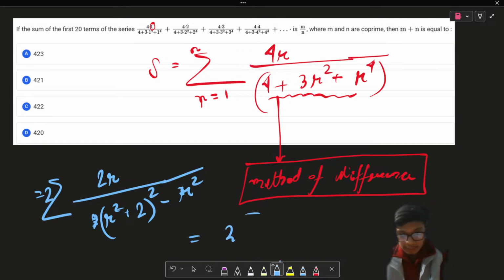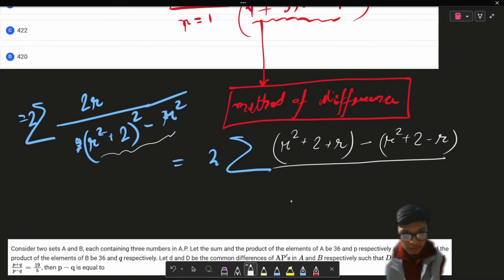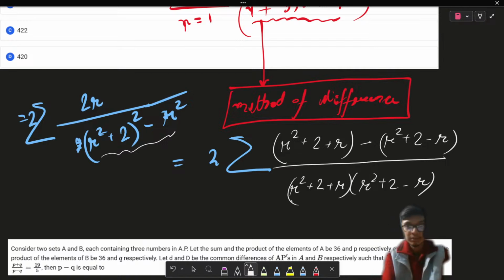So 2 times the summation of, now this 2r, I'm trying to write in terms of this expression, that is r square plus 2 plus r minus r square plus 2 minus r. And then the whole thing is divided by this expression, which is like a square minus b square, so that is going to be r square plus 2 plus r multiplied with r square plus 2 minus r. And then we can simplify.